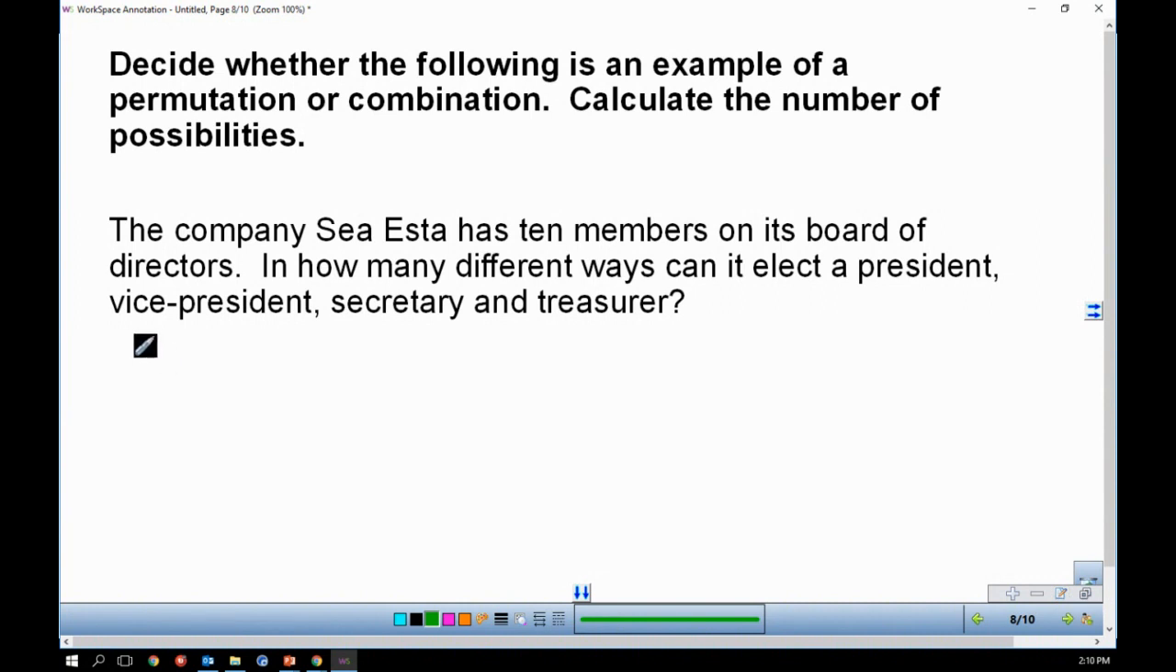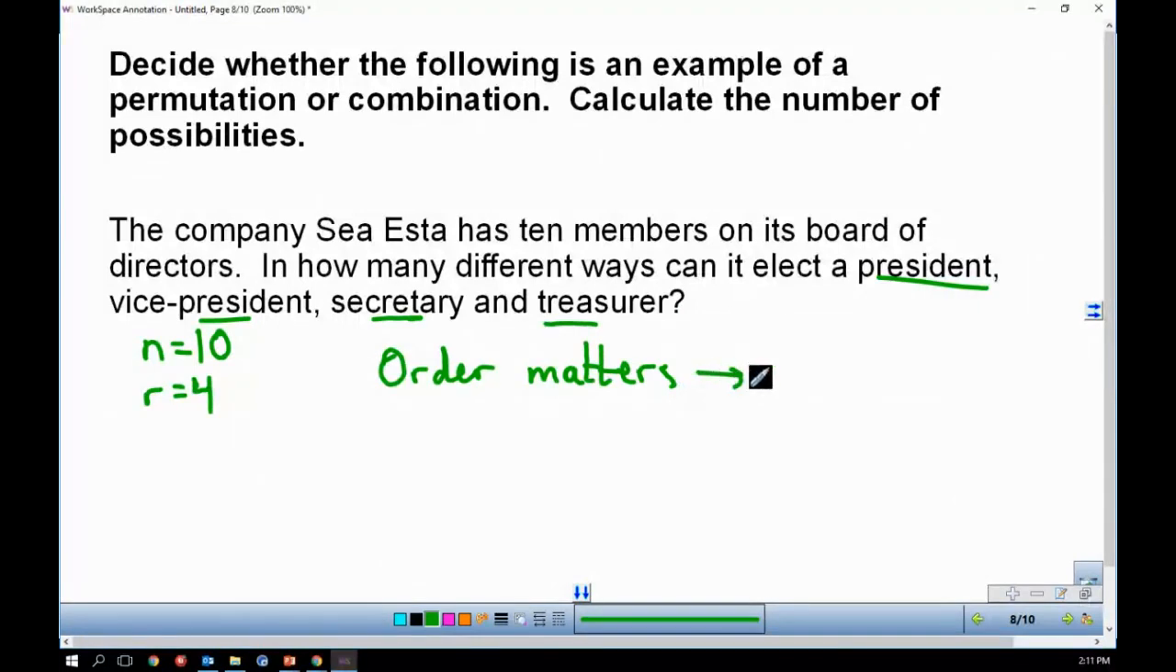How many different ways can it elect a president, vice president, secretary, and treasurer? So how many do we have to pick from? 10. How many are we picking? 4. Does order matter? Yes, it does, because we're talking about positions here. So order matters, which means permutation.